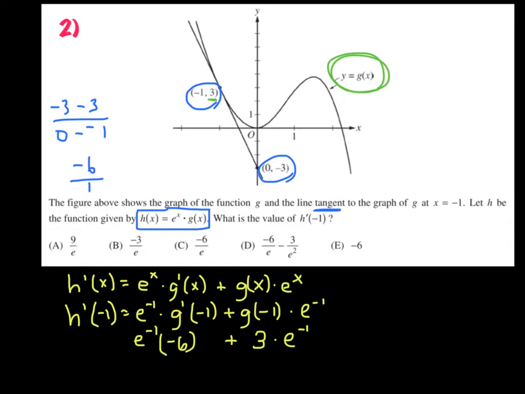Okay, now I'm just going to go ahead and finish this off. Remember that e to the negative 1 is 1 over e, so this would be negative 6 over e plus 3 over e, which of course I could combine because those are a common denominator, and so I end up with negative 3 over e. Choice B. Okay, let's move on to the next one.